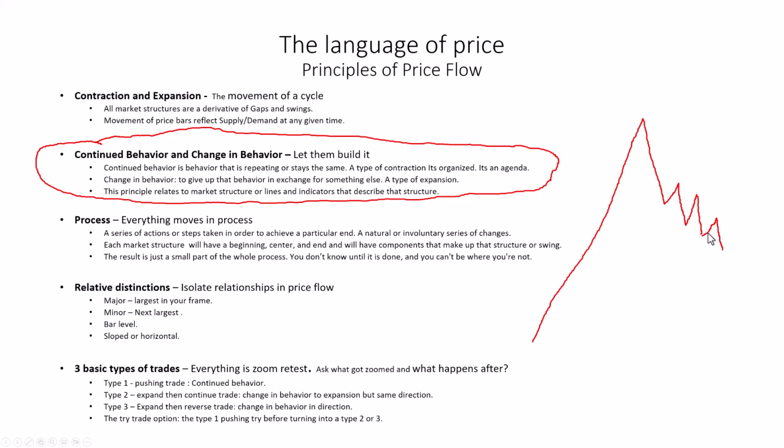And then we couch it like this. So change in behavior is when they give up a certain behavior for something else. It's a type of expansion. And this is how we're going to begin to answer this question and begin to come up with some techniques for buying these deep pullbacks.